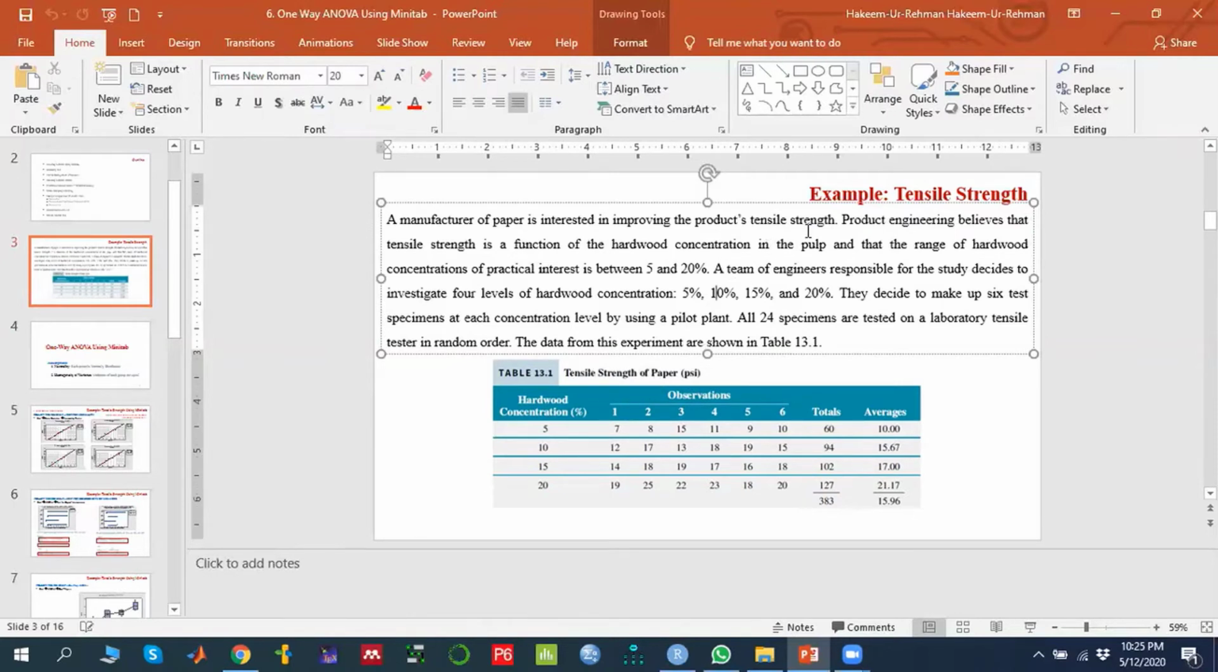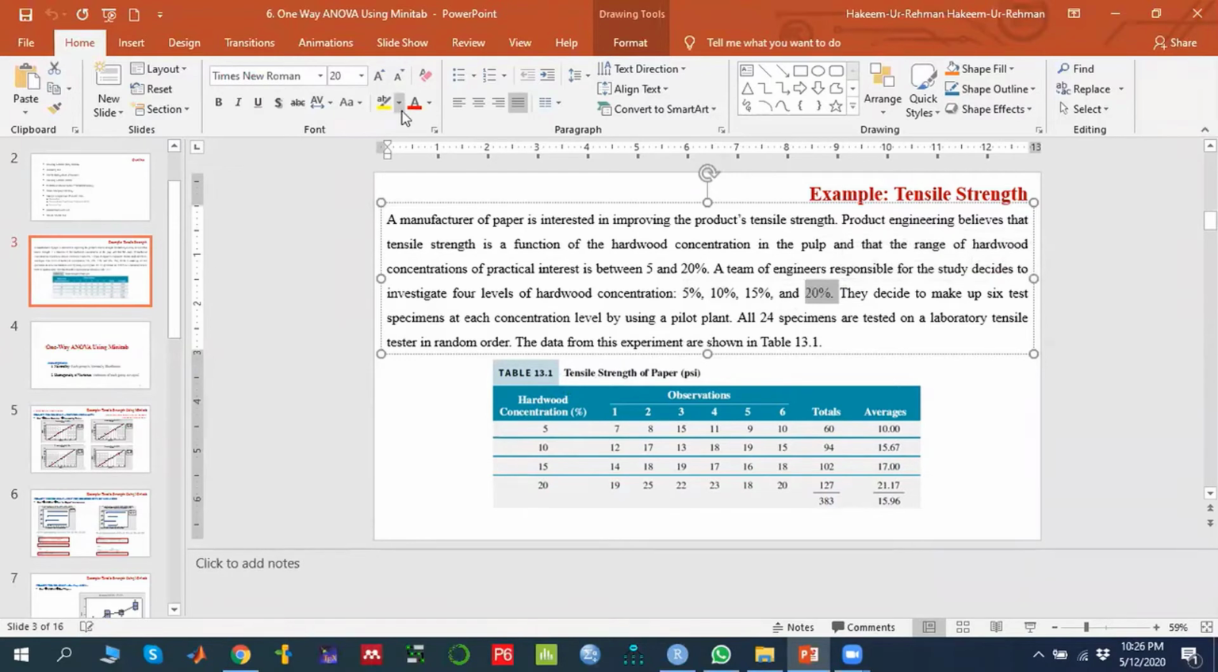That is our y, and the input factor, which should be on a nominal scale, we have considered as the hardwood concentration percentages. So we are considering whether a hardwood concentration of 5% would increase the strength of the paper, or whether 10% on average will increase the tensile strength of the paper, or 15 or 20. That means we want to compare on average these four hardwood concentrations.